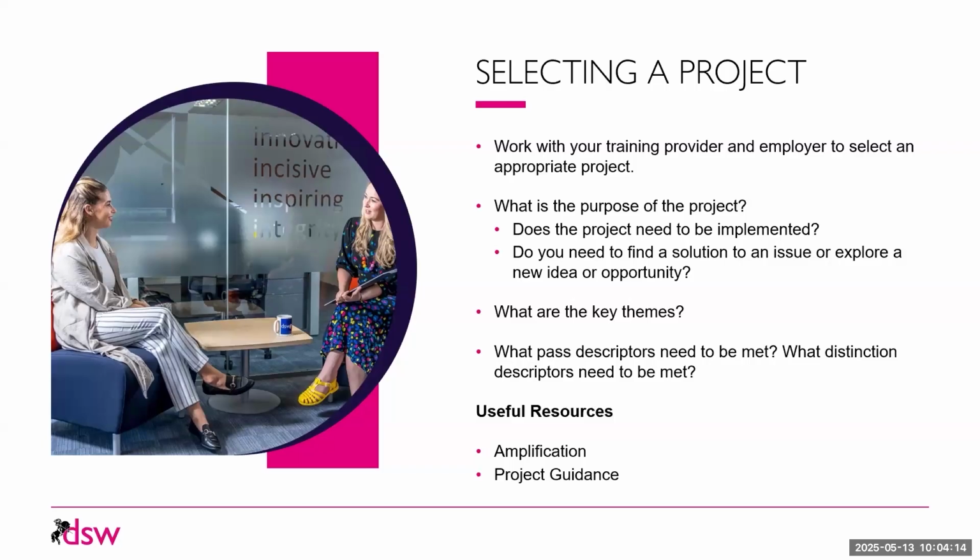At the bottom of this slide, we have got some useful resources. First up is the amplification. We have amplification within every single one of our toolkits. What the amplification is designed to do is to take each pass and distinction descriptor and break that down to show exactly what is required to be able to meet each one of those. We also have project guidance documents, and they guide you from initially selecting your project, planning your project, carrying out your project activity, and then writing your report and developing your presentation.